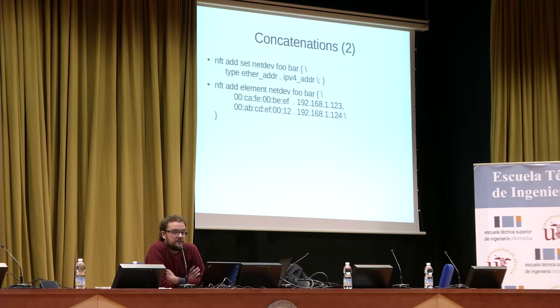And we can also, of course, use concatenations in set declarations. So this set declaration is indicating that the type that is going to the set contains a tuple with two components, that is the Ethernet address and the IPv4 address. And then using the element command, we can populate the set.